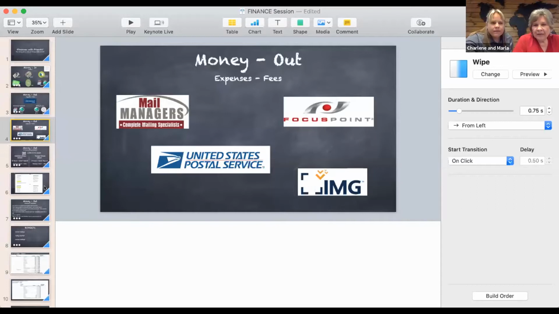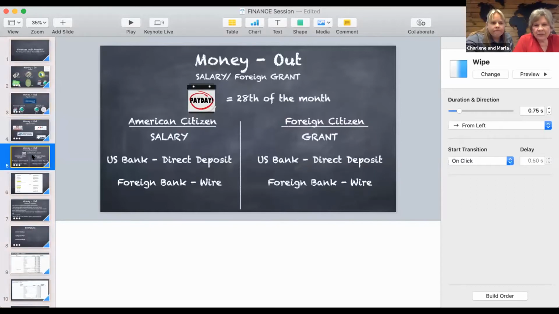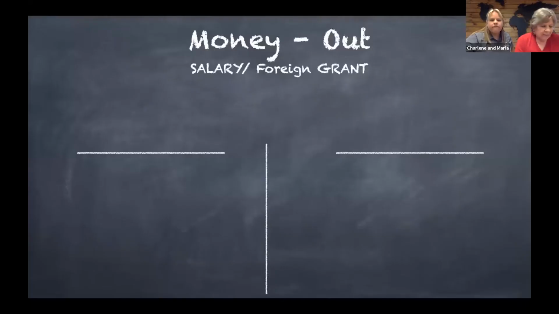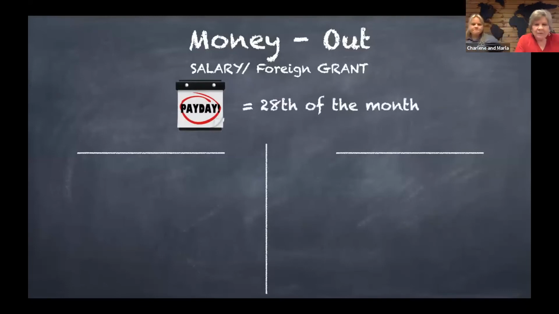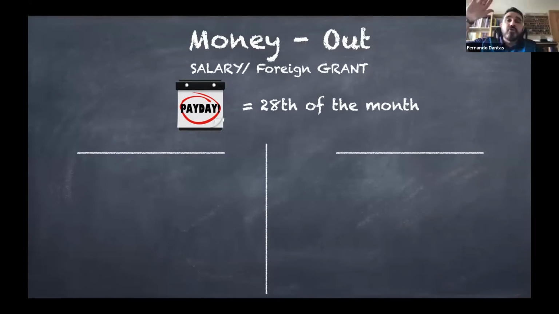All right, let's move on to expenses. Missionaries have two types of expenses: foreign grant or salary expense, or ministry expense. Let's talk first about salary expense, or the foreign grant. If you're not a U.S. citizen, that's what we call it. I'm just mainly going to ask questions. How often? Oh, no, there's the answer right there online. I gave him the answer. What's the date we deposit your salary? 28th of the month.